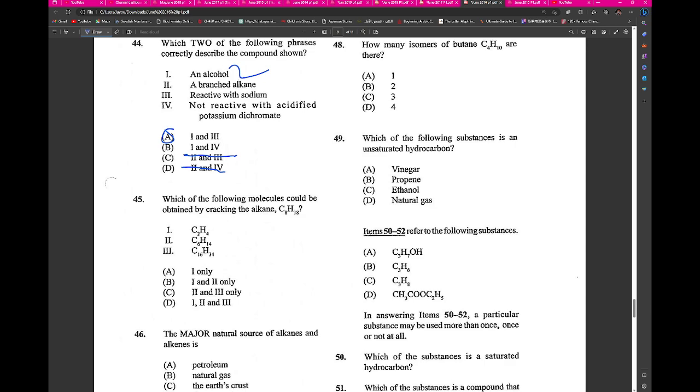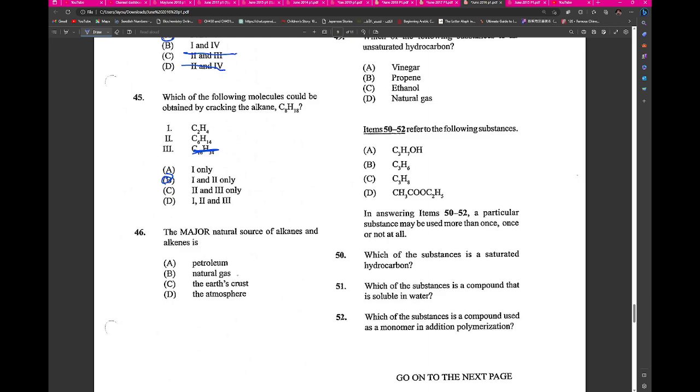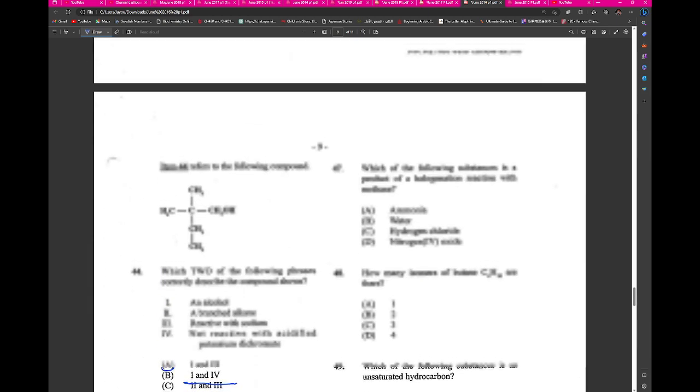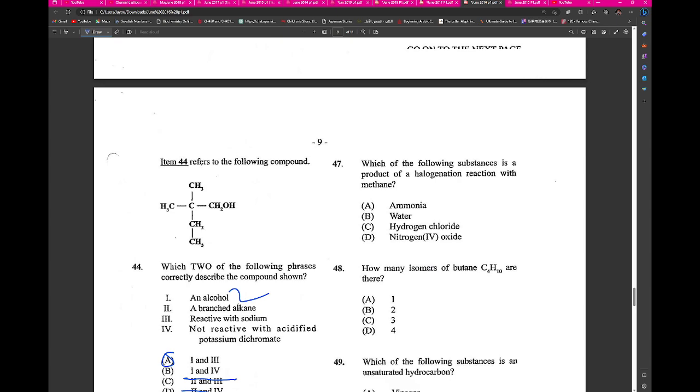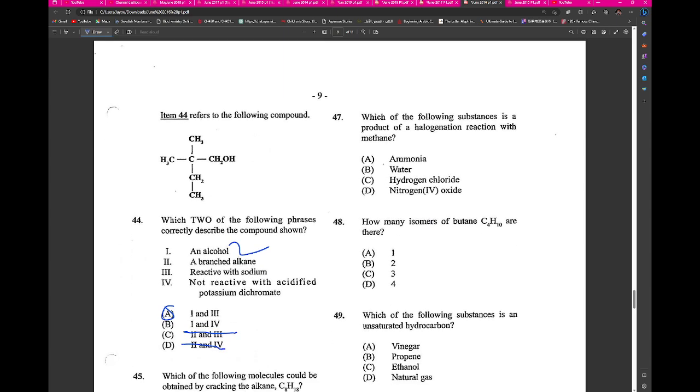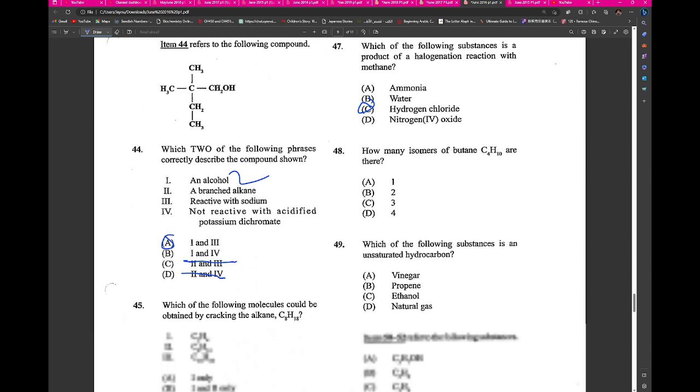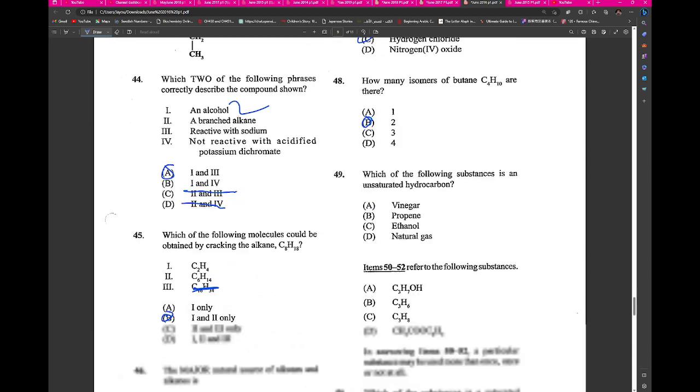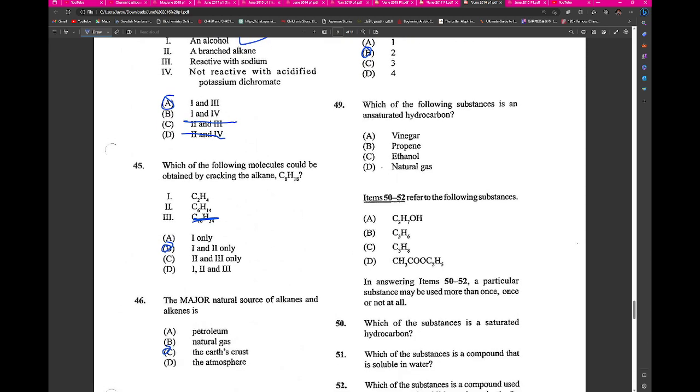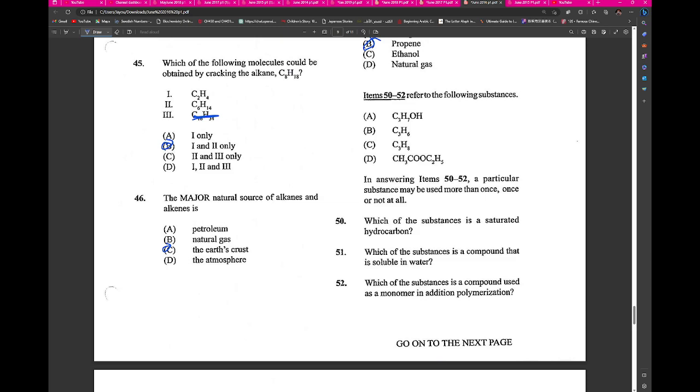Which of the following molecules could be obtained by cracking this? So you can't obtain this. You can obtain 1 and 2. The major natural source of alkanes and alkenes would be the Earth's crust. Which of the following substances is a product of a halogenation reaction with methane? Hydrogen chloride. Now, this would be 2 isomers of butane. Which of the following is an unsaturated hydrocarbon? Propene. Which of the following substances is a saturated hydrocarbon?